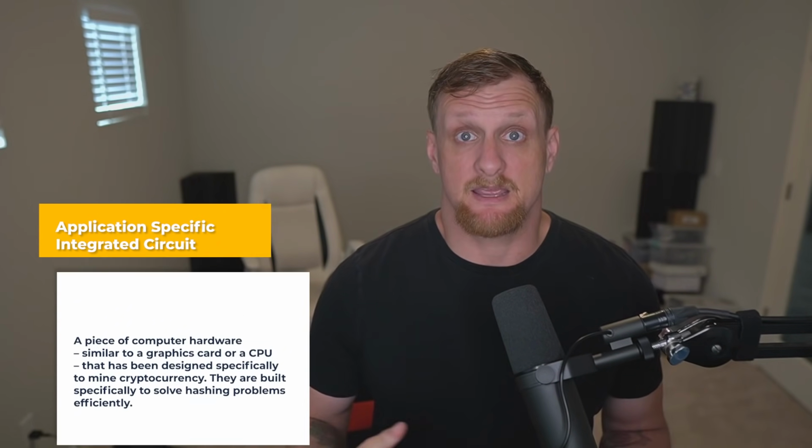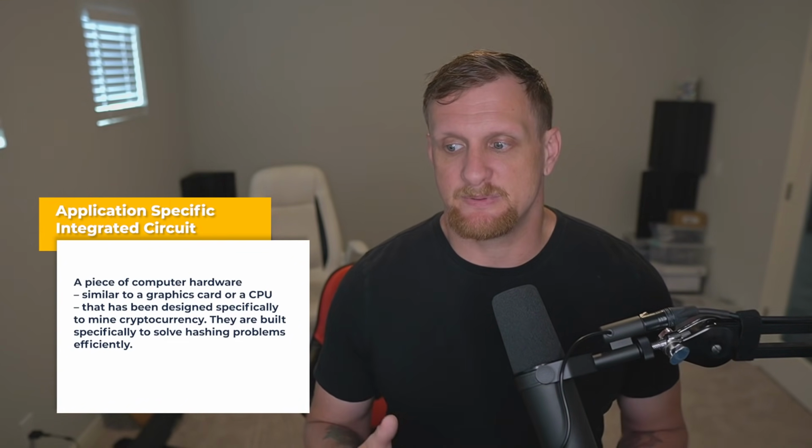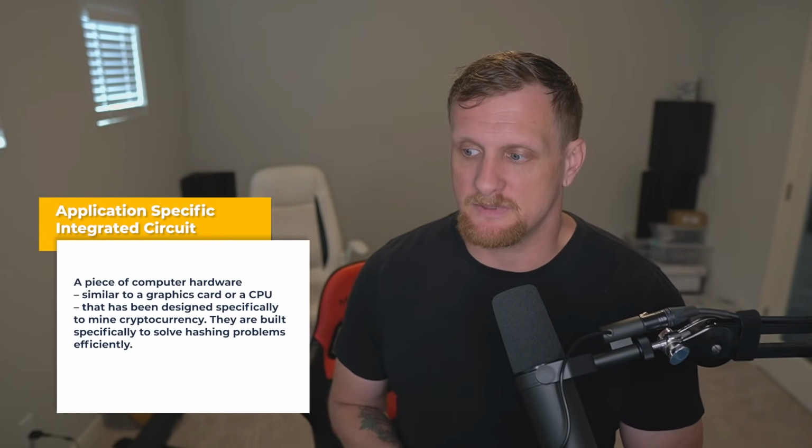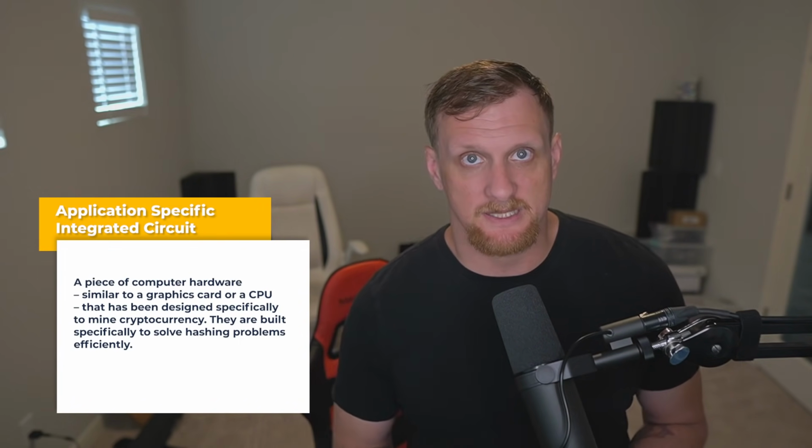ASIC stands for Application Specific Integrated Circuit. It is a piece of computer hardware, similar to a graphics card or a CPU, that has been designed specifically to mine cryptocurrency. They are built specifically to solve hashing problems efficiently. Now, they are typically tied to a single algorithm, which we learned about earlier in the video, so they cannot mine multiple cryptocurrencies, unlike CPUs or GPUs. However, they do it much more efficiently and therefore usually produce more profit.